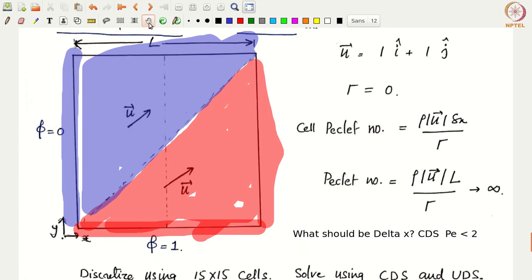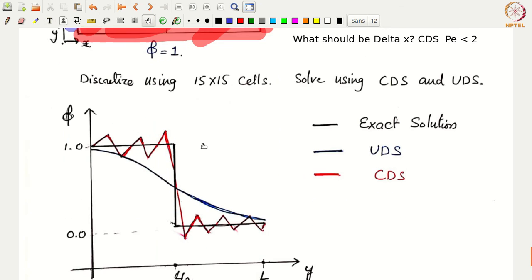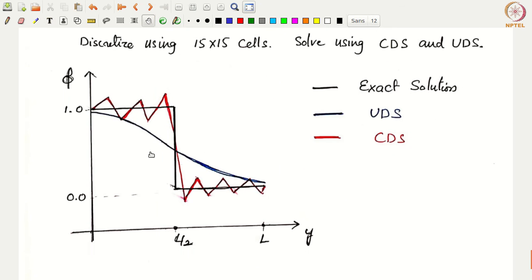We would kind of draw that. So the exact solution is given by, as we go along the y-axis, if I plot phi, then the exact solution is phi equals 1 until I reach L by 2, and then it will suddenly drop to 0 and it will come to some value here.